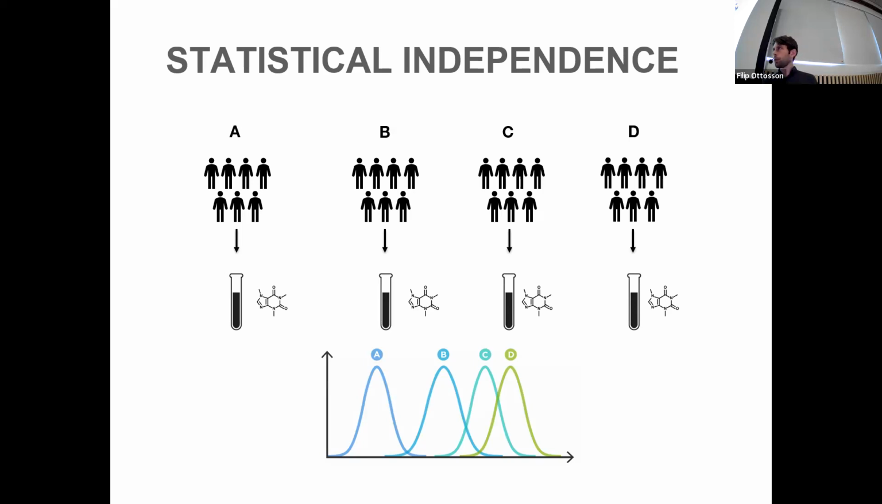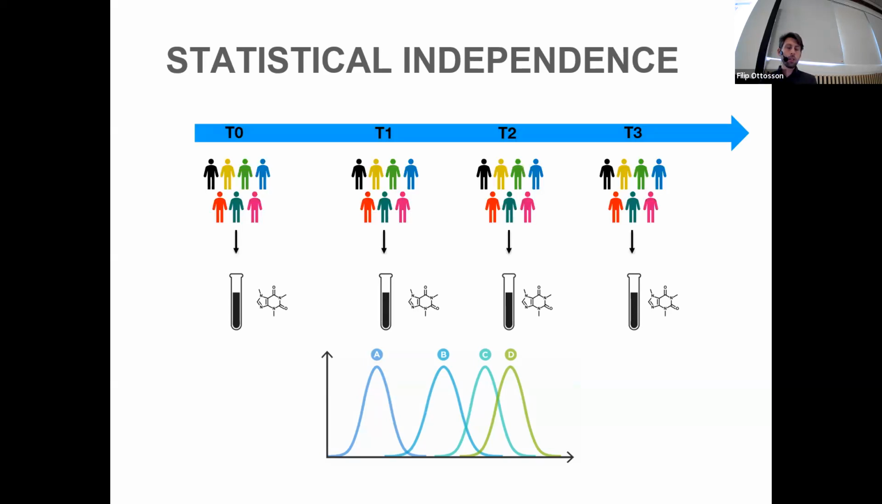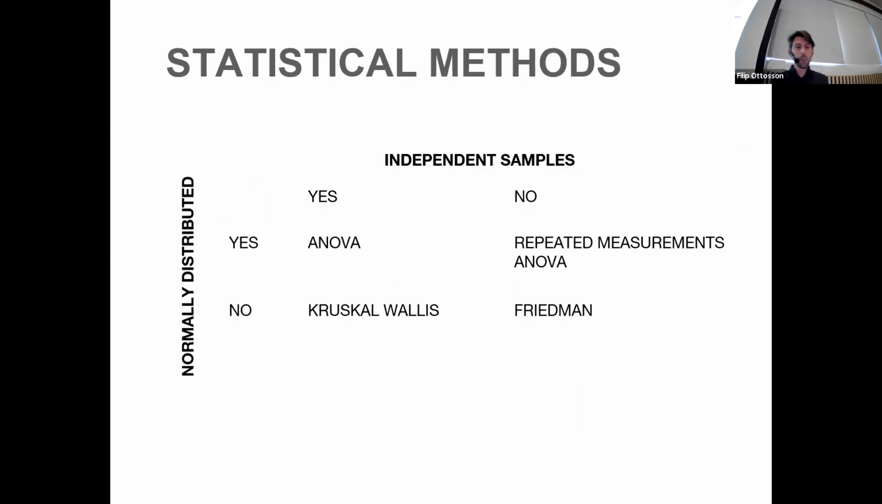In this case, it's a bit different, right? Because we are not really comparing 4 different groups. We are comparing 4 different time points, because these individuals are actually the same. So this green dude at time point 1 is most likely more similar to the green dude at time point 0 than the blue dude at time point 0. So there is a relationship here. It means that we cannot say that our groups have statistical independence. So we can cross out these. We cannot do ANOVA, we cannot do Kruskal-Wallis. Okay, we have 2 more alternatives left.